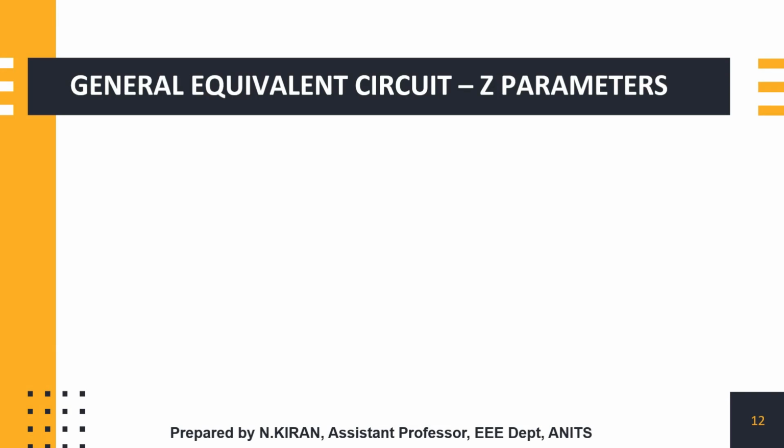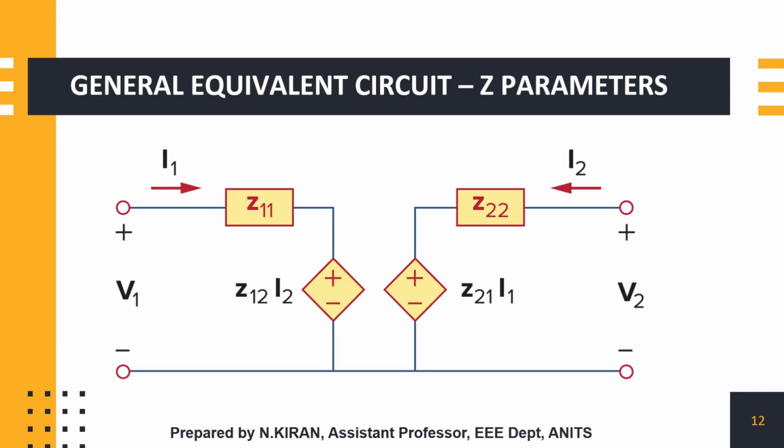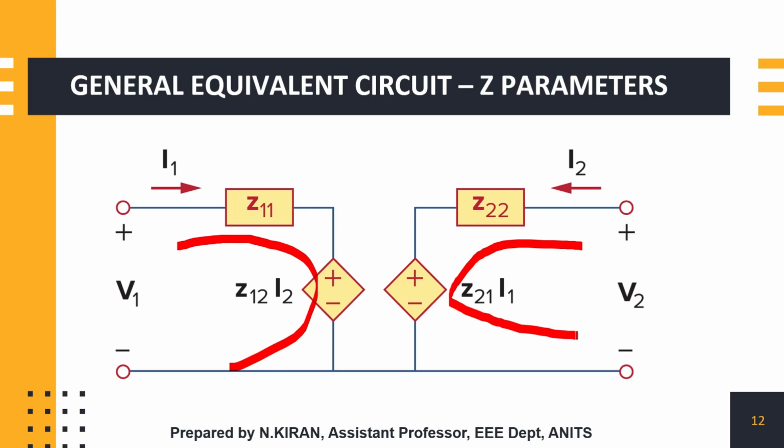From these two standard equations we can easily obtain the general equivalent circuit for Z parameters. If I apply KVL to both the first loop as well as the second loop, you can observe that I'll get the two standard equations for Z parameters.